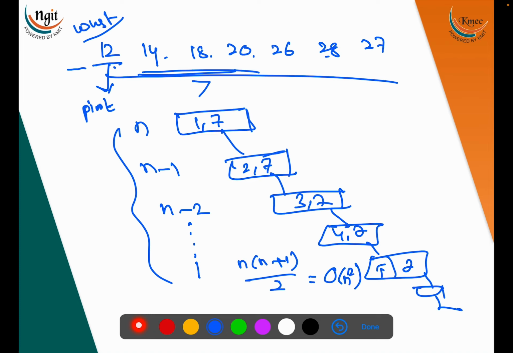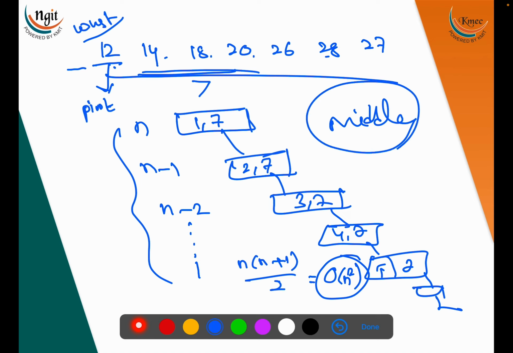So the worst case complexity of quicksort is big O of n square, order of n square. To reduce this complexity from big O of n square to big O of n log n, we will choose the pivot element in the middle position. Select the middle element as pivot element, or select a random element as pivot element. So the worst case complexity of quicksort is big O of n square. The best case and average case complexity is big O of n log n. Thank you all.